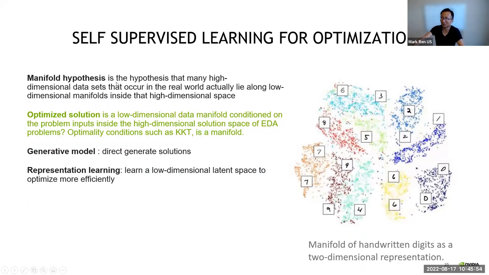First of all, I think almost all machine learning depends on the manifold hypothesis. What is that? It's the hypothesis that many high-dimensional data sets that occur in the real world actually lie along low-dimensional manifolds inside the high-dimensional space. What does that mean? Let's say you have MNIST digits, which are very high-dimensional image data. If you map them with PCA to a two-dimensional space, you can clearly see all the twos belong to this region, all the ones here, all the sixes here. So this basically means this high-dimensional data lies inside a low-dimensional manifold, right?